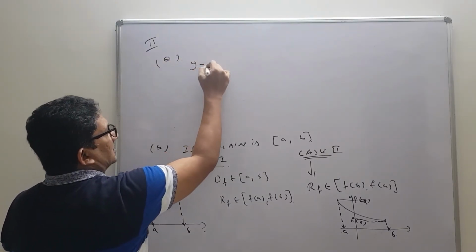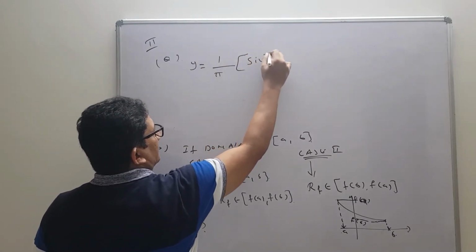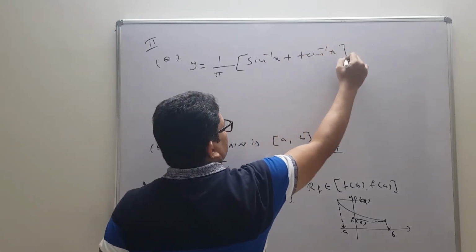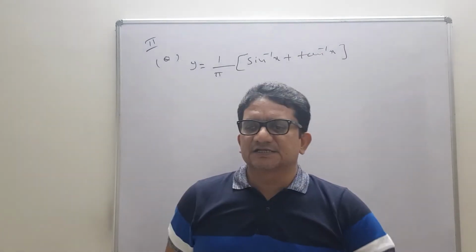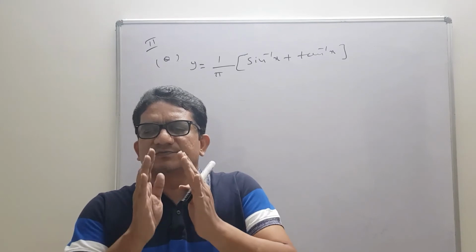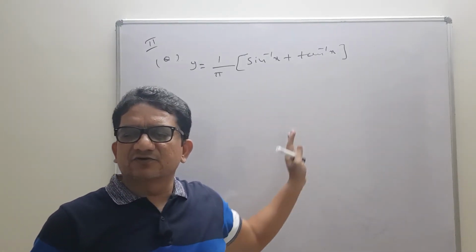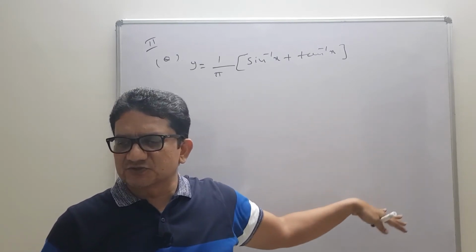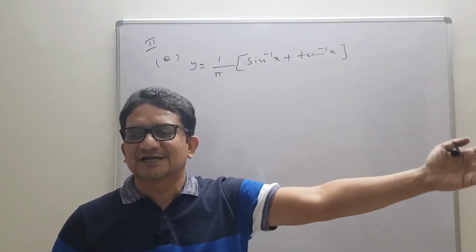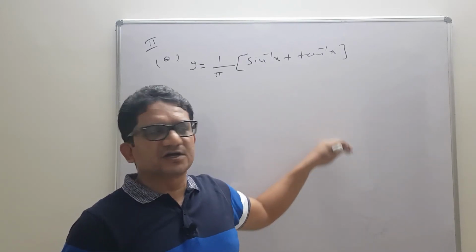Find the range of y equals 1 by pi sin inverse x plus tan inverse x. Students, my sincere suggestion while solving a range problem is that it is always better to check the domain of the function. Anyhow, if the domain is finite, then we have some rules to solve the problem. If it is not finite, we also have some rules that we will see in the next class. So when it is finite, we use those rules.